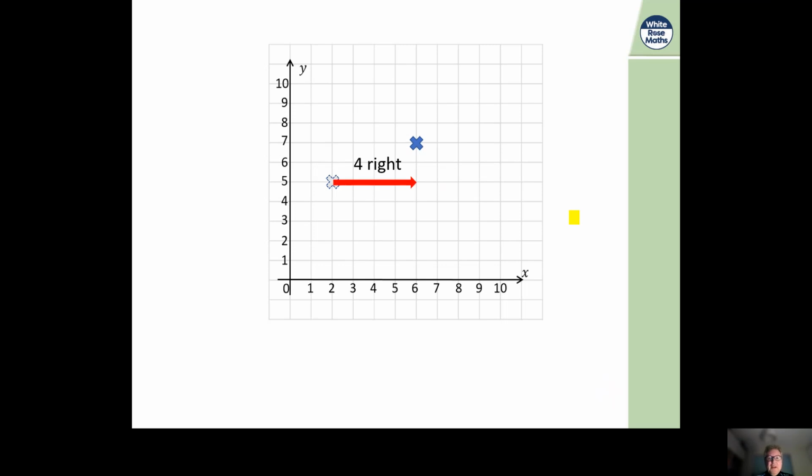Okay, so now we're saying a little bit more precisely what the movement was. 4 right. 4 what? 4 squares. 1, 2, 3, 4. So there's the point. So if we were going to describe the up, how many? 1, 2. 2 up. The point has been translated. What does translated mean? What's happened to that point? Well, it's moved, and you're saying how it's moved.